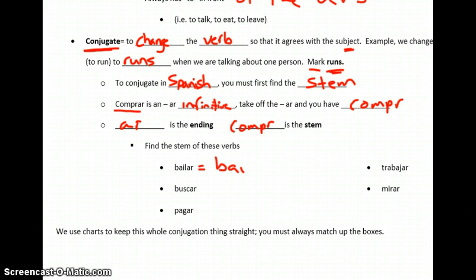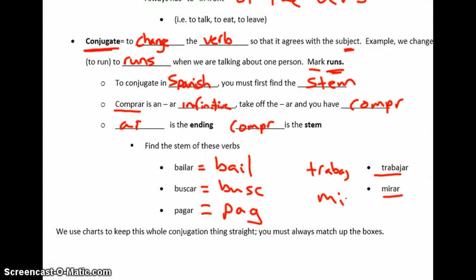The stem of bailar is bail. The stem of buscar, these are verbs we're going to learn. You don't know what they mean just yet. Busc. Pagar. Take off the AR, we're left with that. Over here we have trabajar. I'm going to work right here. You can work on the right side if you want. Take off the AR, we're left with trabaj. And then mirar, take off the AR, we're left with mir.